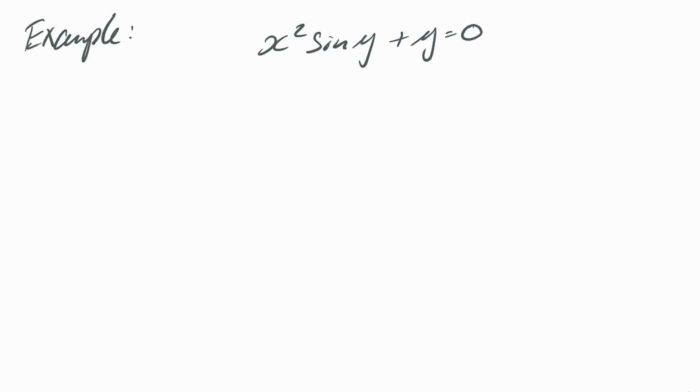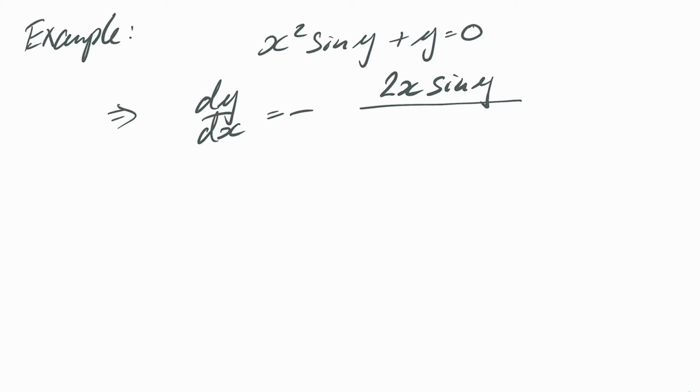The way we were doing this before was to calculate the derivative with respect to x and then rearrange it. I can now just use this formula and the fact that we now know about partial derivatives to write down immediately dy by dx is minus the partial with respect to x on the numerator, which is 2x sine y, divided by the partial with respect to y on the denominator, which is x squared cos y plus 1.